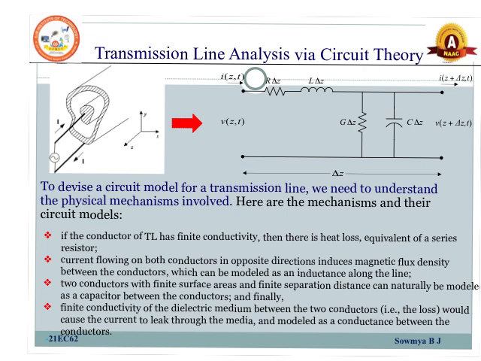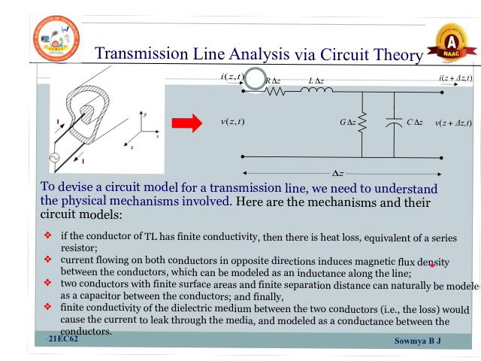Now let us analyze this circuit theory. To devise a circuit model for the transmission line, basically we need to understand the physical mechanisms which are being involved. Let us know what those mechanisms are and what the circuit model is. If the conductor of the transmission line has finite conductivity, definitely there will be heat loss, and this is equivalent of what? A series resistor. So there is R into delta Z.